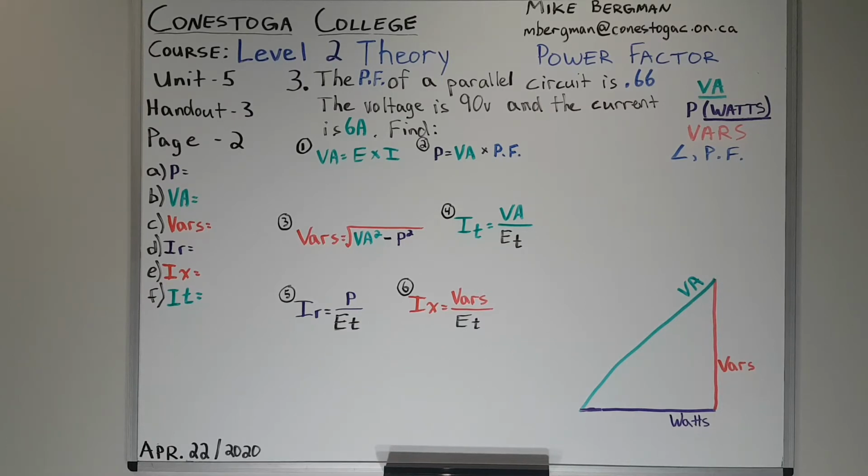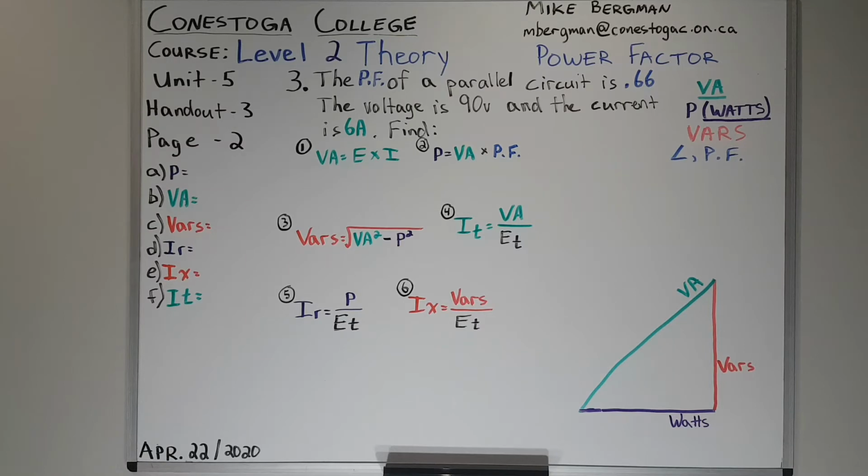And it reads, the power factor of a parallel circuit, obviously parallel is a key word there, is 0.66. The voltage is 90 volts. That coincides with parallel. That's important. And the current is 6 amps. So they've really already given us IT when they told us the current is 6 amps.